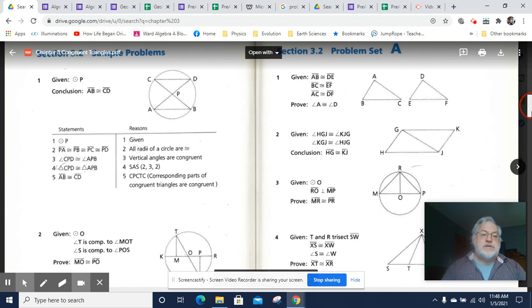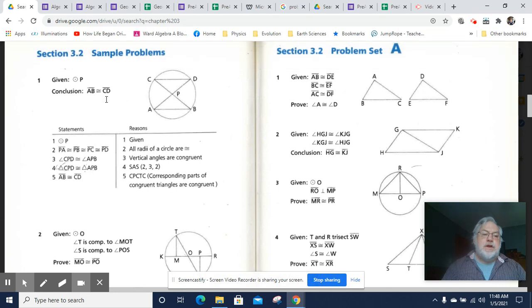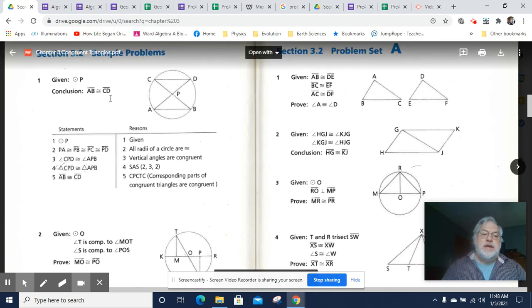Okay, so they lay out a couple of sample problems for you here. And so we got this circle, given circle P, and that tells us that this point here is the center of the circle. Conclusion is AB is congruent to CD. Well, we can definitely prove that these angles are congruent.